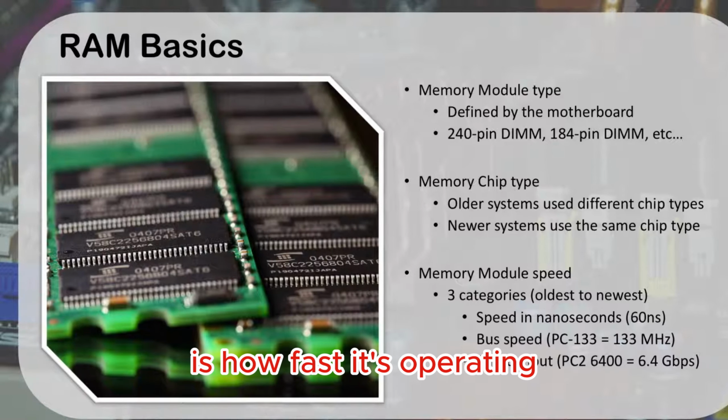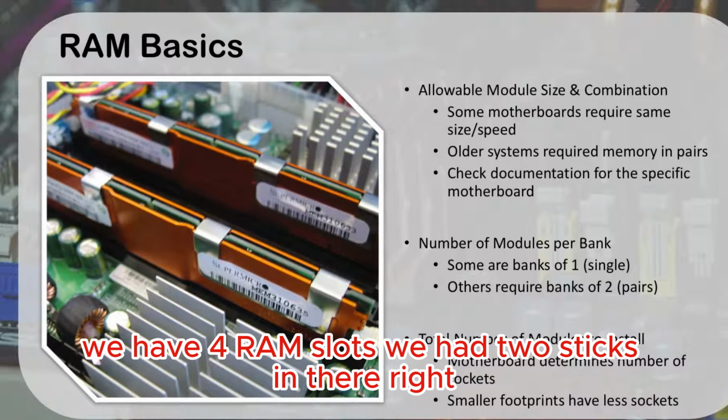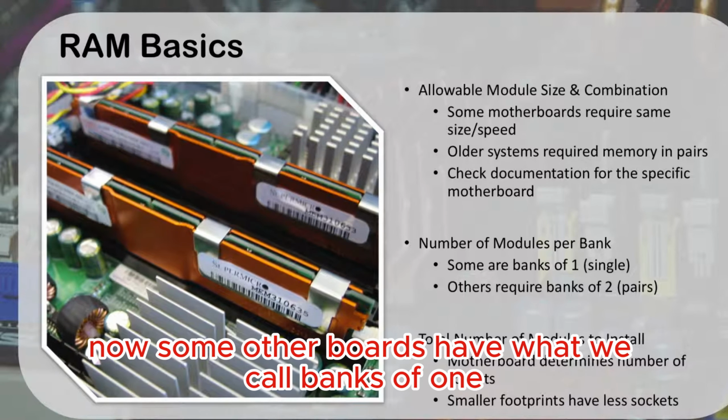So RAM, we have the allowable module size and combination. Some motherboards require the same speed and type. If you noticed on our motherboards, we had 4 RAM slots. We had 2 sticks in there right now. Some motherboards have what we call banks of 1, where you can put a single stick in. Some you had to do in pairs to do a two to a bank. Ours actually will support one at a time. Okay. Older systems, you had to do it in pairs. Newer systems, they'll do one at a time. Again, you have to check your motherboard to figure out what it supports.